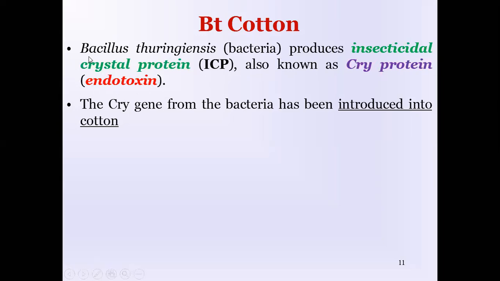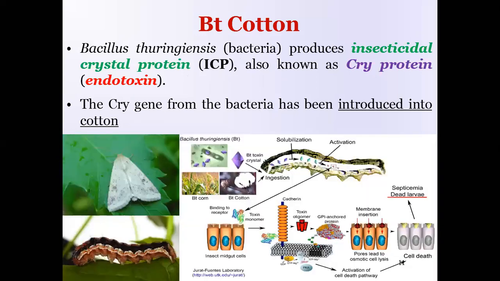So the basis is, there is a bacteria known as Bacillus thuringiensis, and this Bacillus thuringiensis has an insecticidal crystal protein known as ICP, also known as cry protein, also an endotoxin. So this is the basis. So we have this thing in nature, and this gene was taken from the bacteria and was introduced into cotton. So this endotoxin, when introduced into the cotton, what happens then? So there is a major problem in cotton, that is the bollworm.